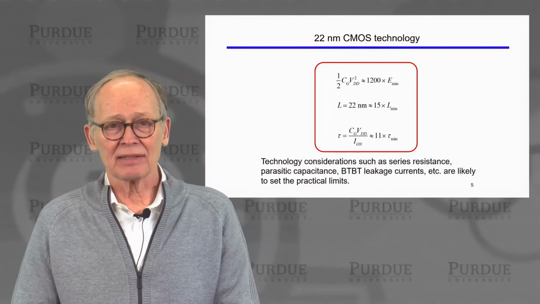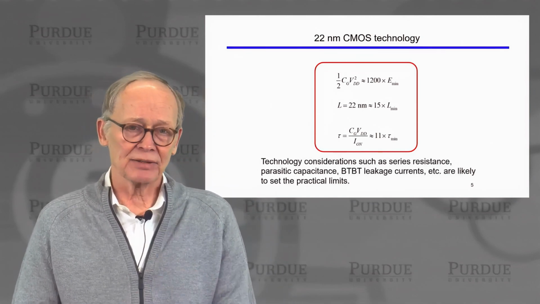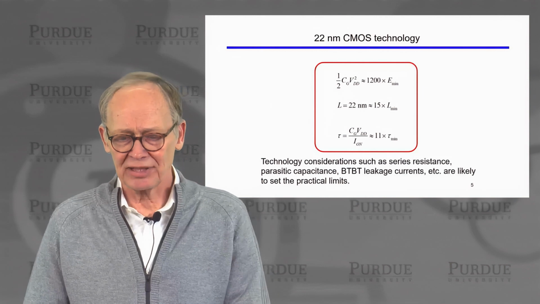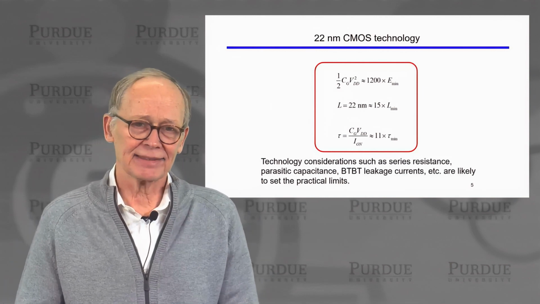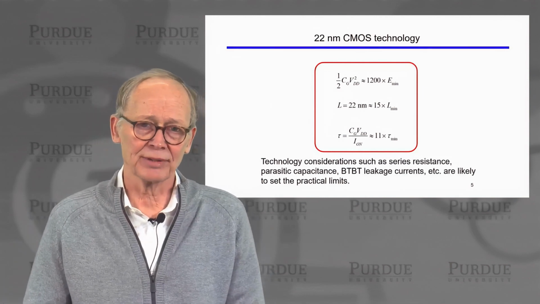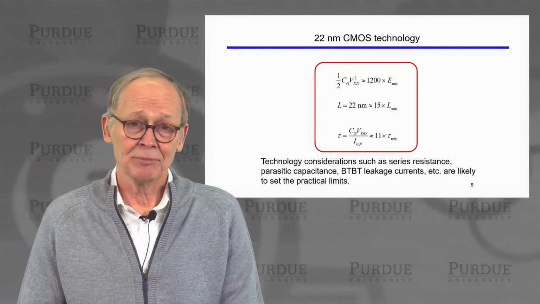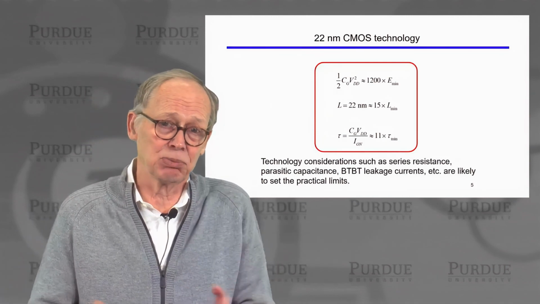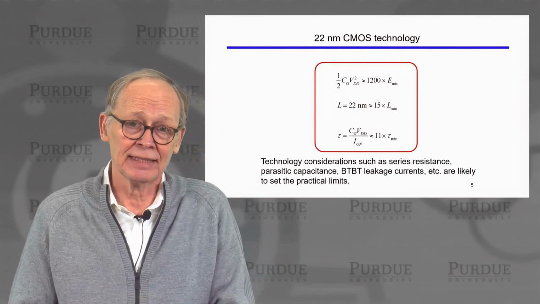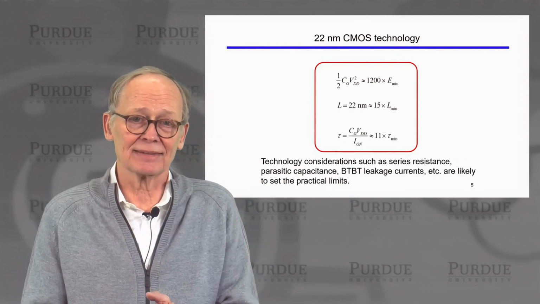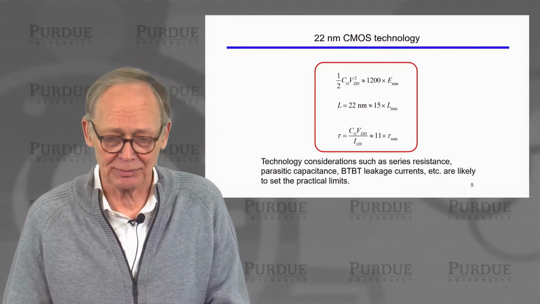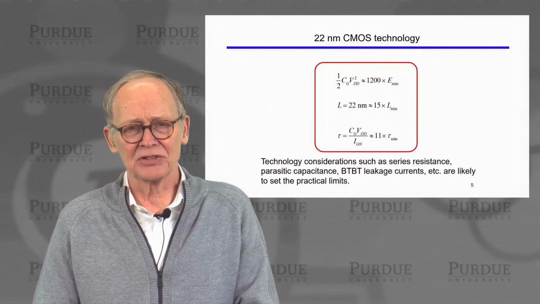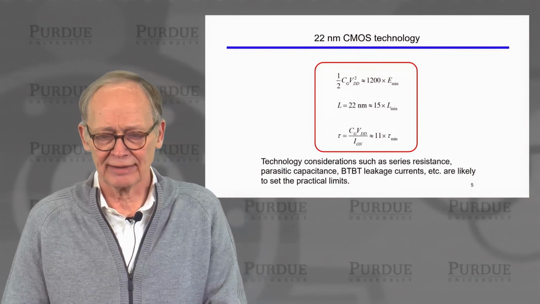Okay. Now, in reality, we're not going to get all the way to the fundamental limits. There'll be technology considerations. Series resistance is getting more and more important as we scale dimensions down. Parasitic capacitances: as we push everything closer and closer together, the intrinsic gate capacitance is a smaller fraction of the total capacitance.